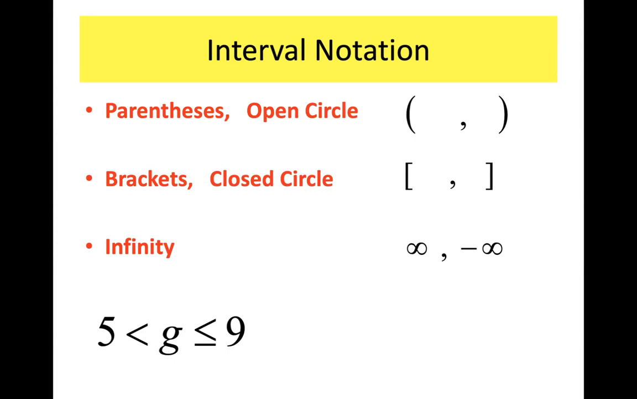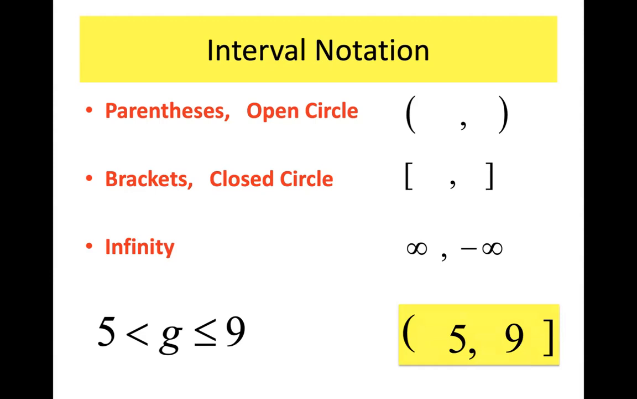Now, notice the 5 has a less than symbol, but no line underneath of it. So that means it doesn't include 5, right? So I need a parentheses, and I'm going all the way up to 9. So notice the 5 would get a parentheses. Why? Because there's no line underneath of it. But the 9 would get a bracket because it is less than or equal to. So that is clearly easier to write than that compound inequality right there.